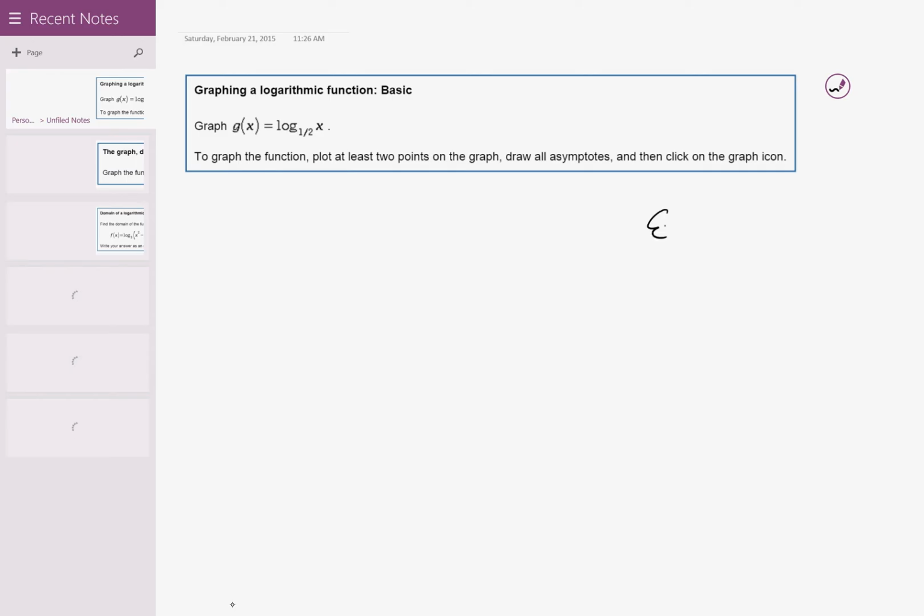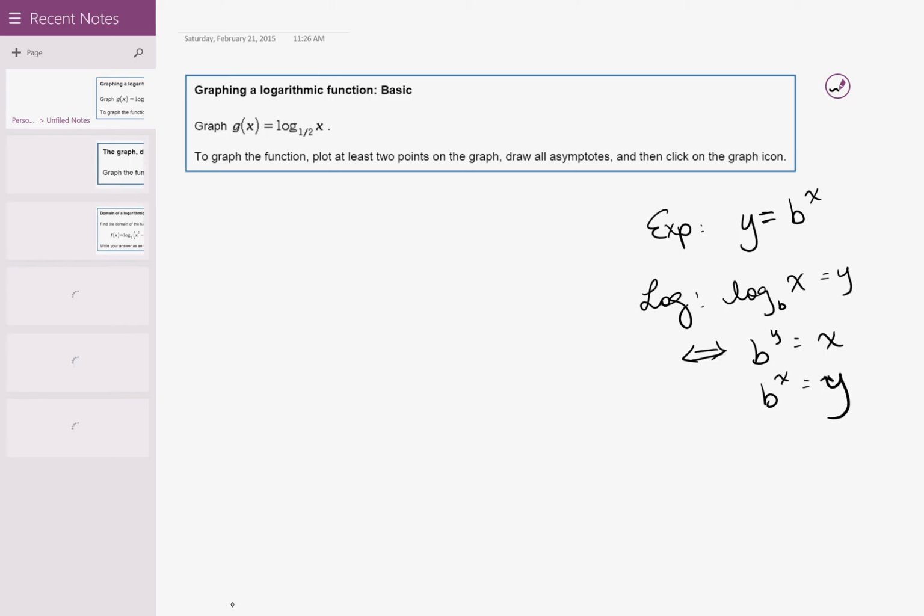Now the exponential function, when we're graphing it, we call it y. Y is equal to some base to the x. And for the logarithmic function, we have the log base b of x is equal to y. This is the same thing as b to the y is equal to x. And if I interchange x and y, b to the x is equal to y. So this is the inverse. And the inverse happens by a reflection over the line y is equal to x.